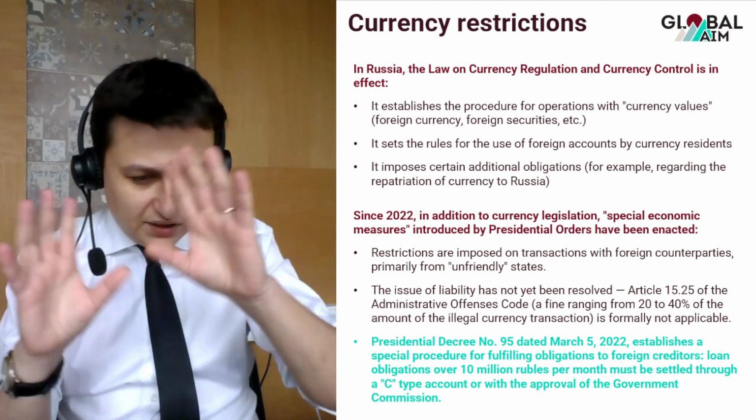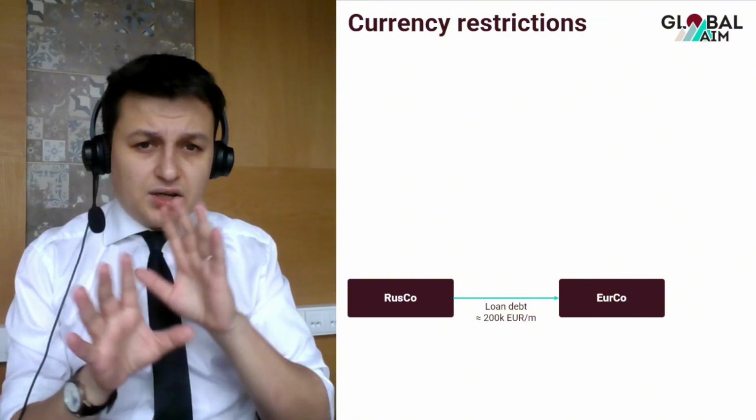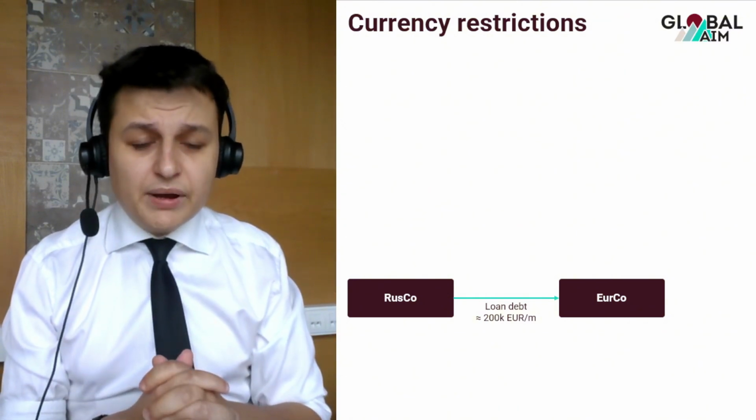So again, very simplified, how the special bank account Type C works.